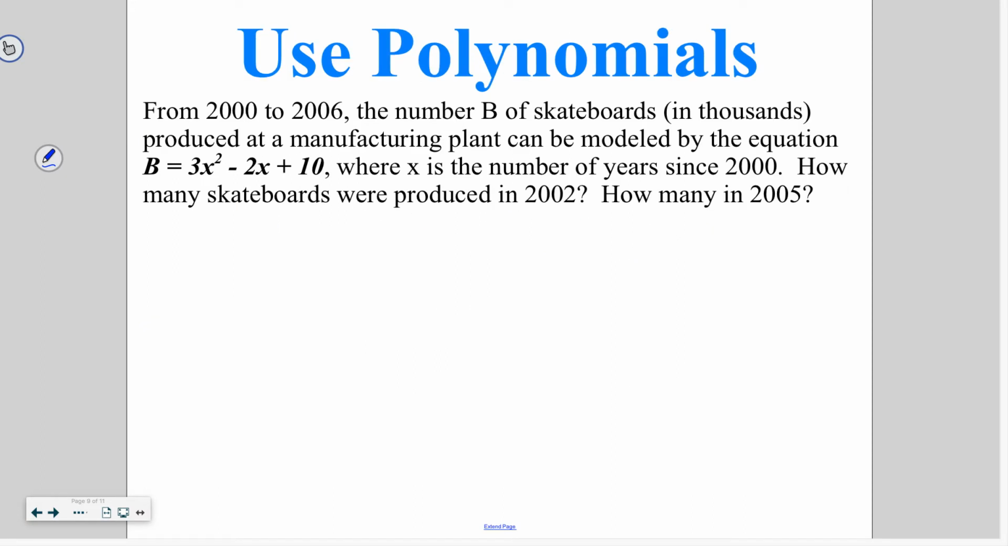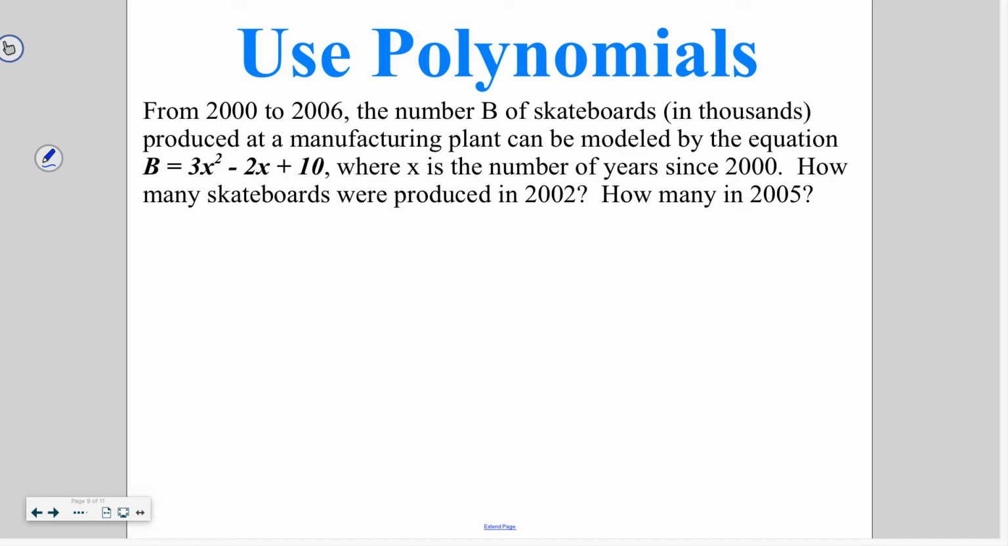Last thing we want to do is use polynomials in order to solve problems. So they're giving us a word problem from 2000 to 2006. The number B of skateboards in thousands produced at a manufacturing plant can be modeled with the equation B is equal to 3x squared minus 2x plus 10, where x is the number of years since 2000. How many skateboards were produced in 2002? And then how many skateboards were produced in 2005? So it is giving us this problem that we are trying to figure out.